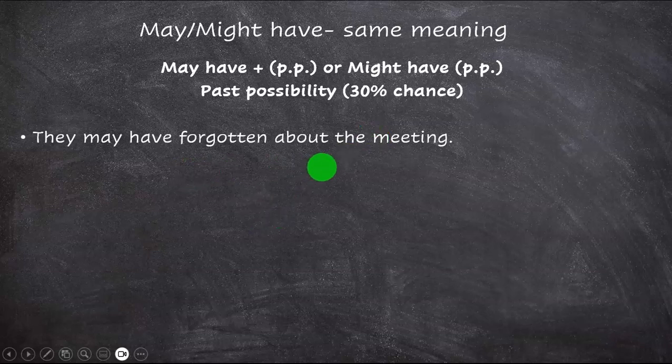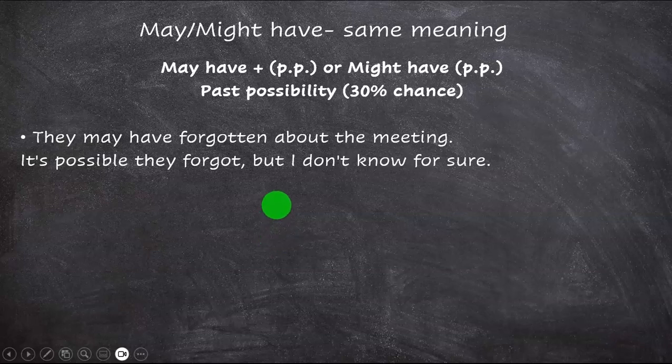They may have forgotten about the meeting, right? So let's say there is a meeting and the people don't turn up for the meeting, and you say they may have forgotten about the meeting. That it's possible they forgot, but I don't know for sure. They may have forgotten. I'm not sure. Maybe there's a 30% chance, right? They may have forgotten about the meeting. One of the possibilities is they might have forgotten, right?